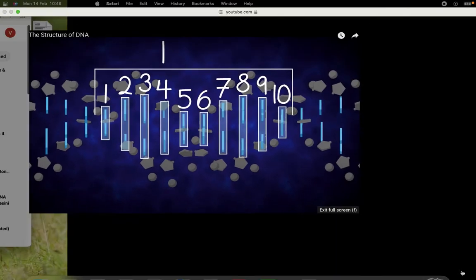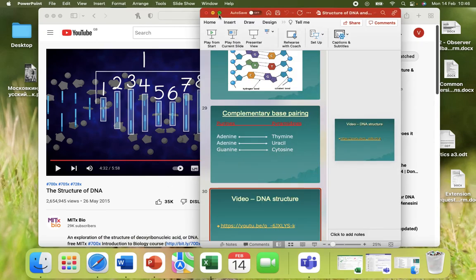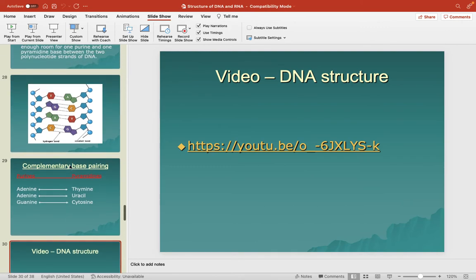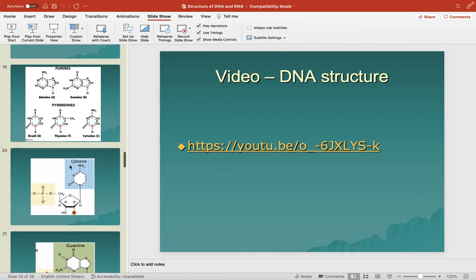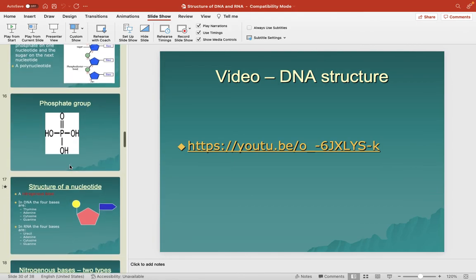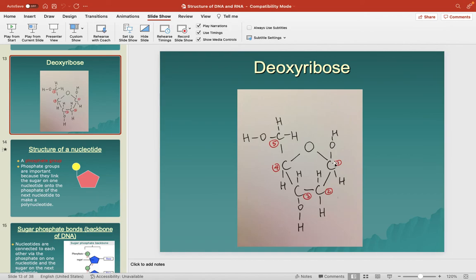So I'm going to stop this video because that pretty much covers everything I need us to cover. Just go back to the PowerPoint. So just to point out one last fact which was mentioned in the video: you use these numberings of carbon atoms, which I mentioned earlier on, to describe the direction in which strands are running.